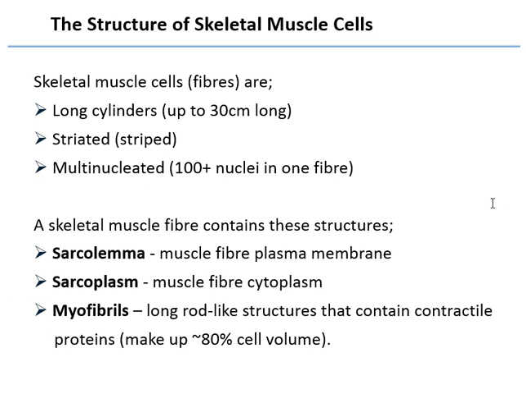A skeletal muscle fiber also contains these distinct cellular structures. It has a plasma membrane, as any cell does. In this case, we call it the sarcolemma. The cytoplasm of muscle cells is referred to as the sarcoplasm. Myofibrils are long rod-like structures we can observe inside the skeletal muscle cells that contain the contractile proteins that are so important for the muscle being able to shorten and generate movement. These myofibrils make up to about 80% of the muscle cell volume.